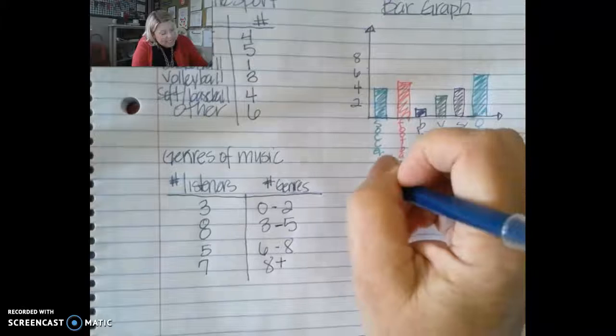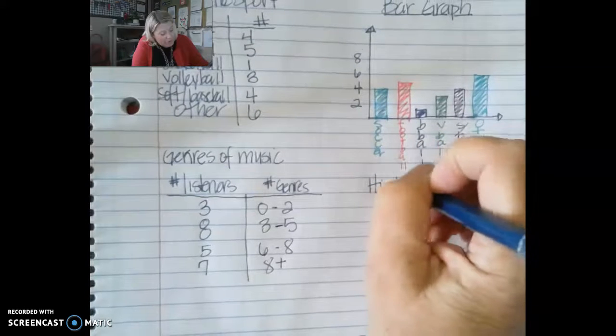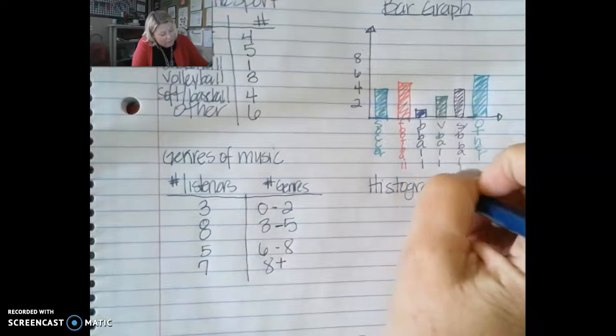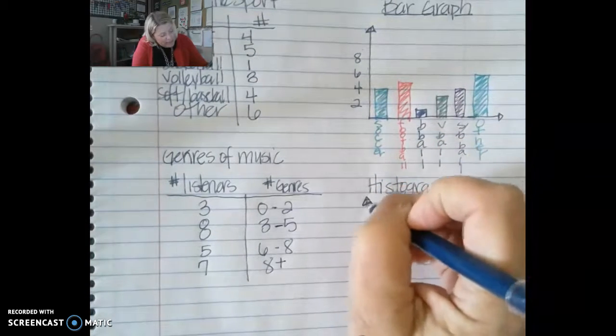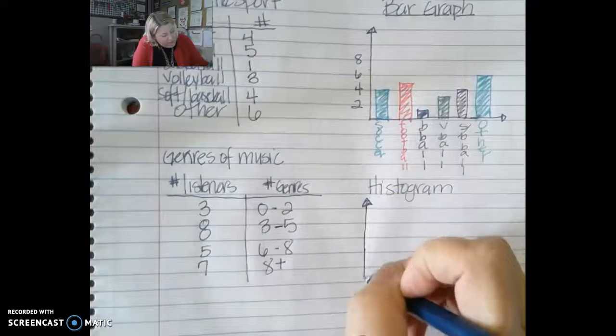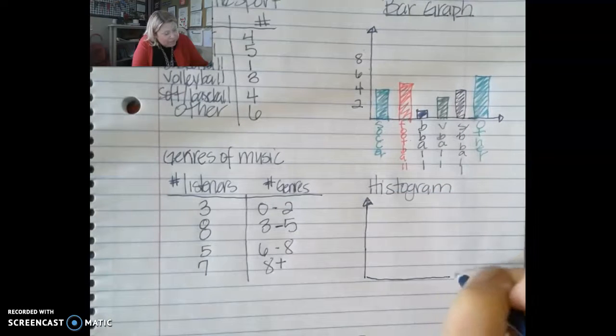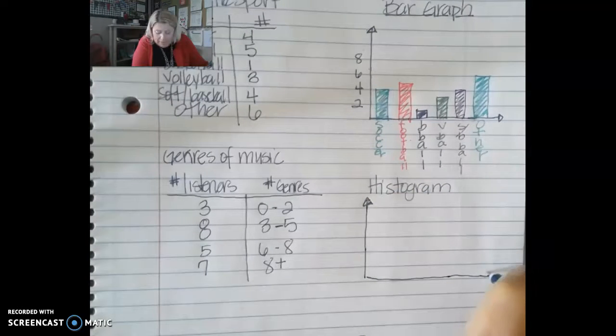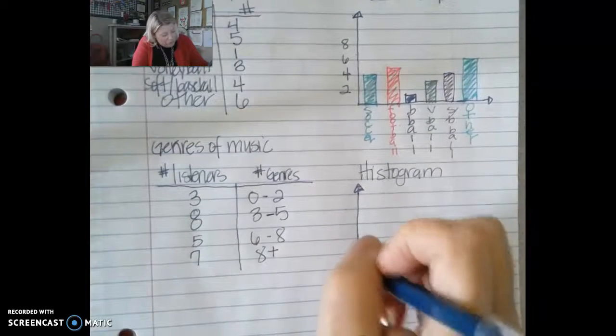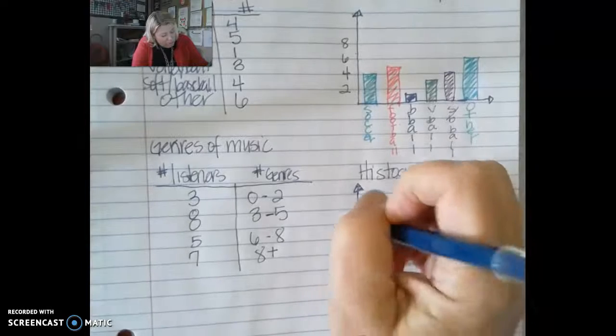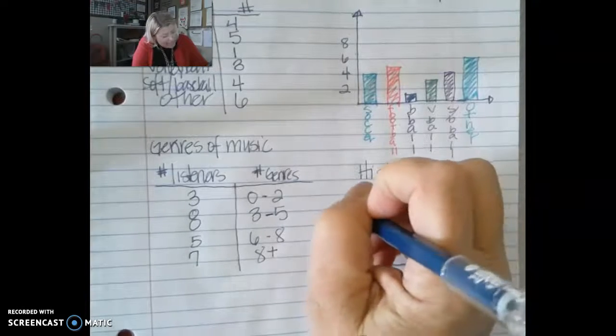So we're going to make a histogram, and we're actually going to be talking about these this week. We're going to make one as a class. But a histogram is a little different than a bar graph. Looks similar, but it is a little different. So we're going to do the same thing over on this side. We're going to do our numbers. So I'm going to put 2, 4, 6, 8 here.